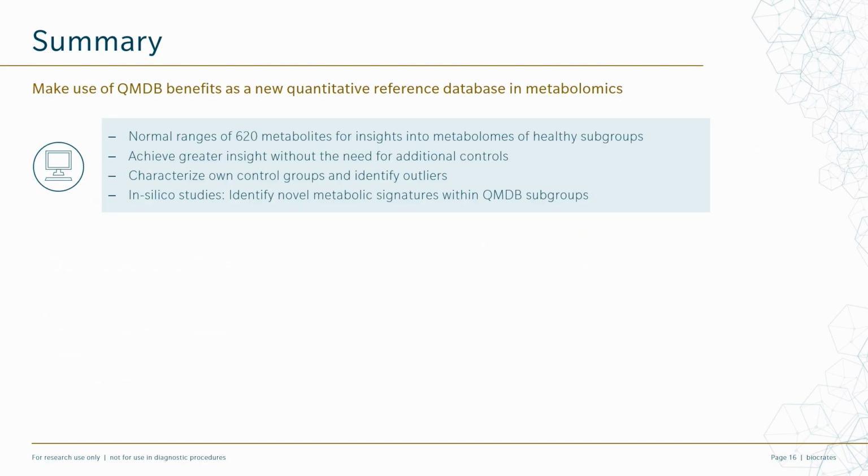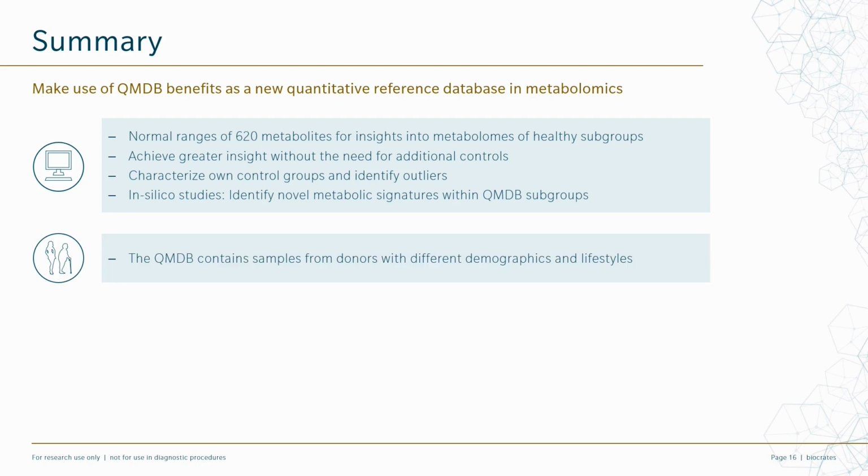With this, we come to the summary. I explained that the QMDB provides normal plasma concentration ranges of 620 metabolites for insights into the metabolomes of healthy subgroups. You can achieve greater insight without the need for additional controls, characterize your own control groups, and identify outliers, or identify novel metabolic signatures within QMDB subgroups in silico studies.